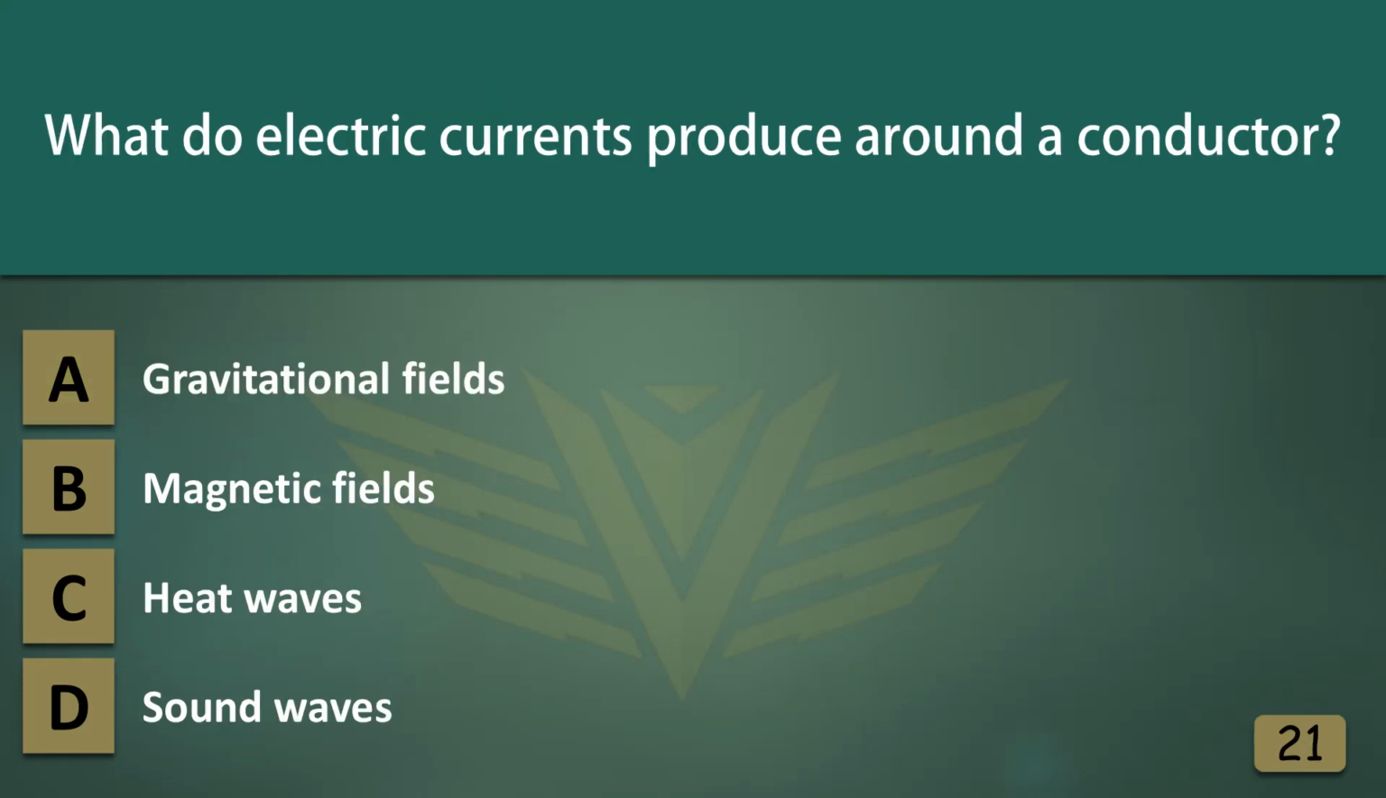What do electric currents produce around a conductor? A. Gravitational fields. B. Magnetic fields. C. Heat waves. D. Sound waves.